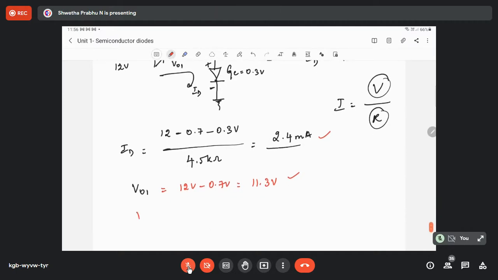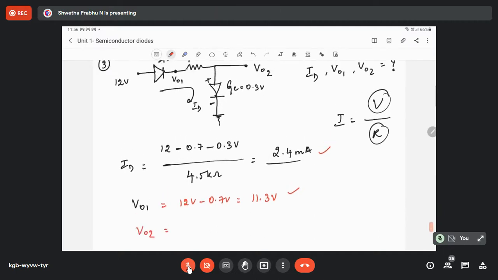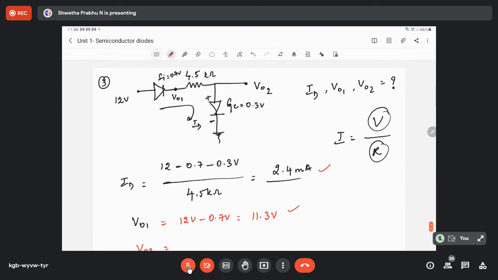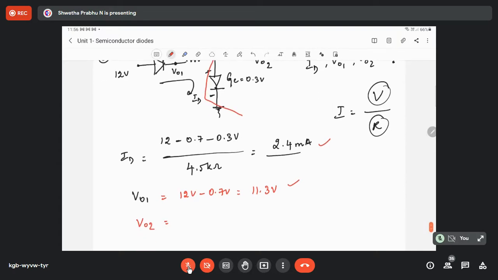In order to find VO2, how do you calculate? This is across the germanium diode. Did you understand? If you want to find VO2, it is across the germanium diode. What is the drop across the germanium diode? 0.3 volts. Done. That is the answer.